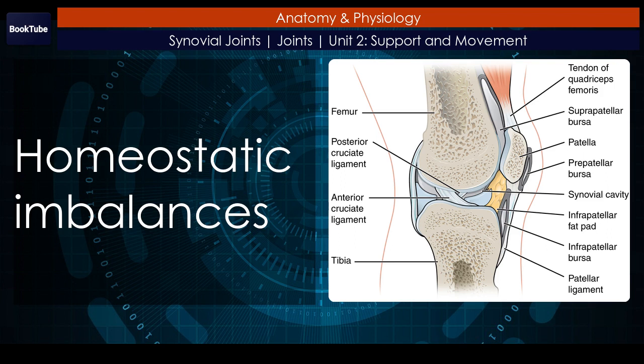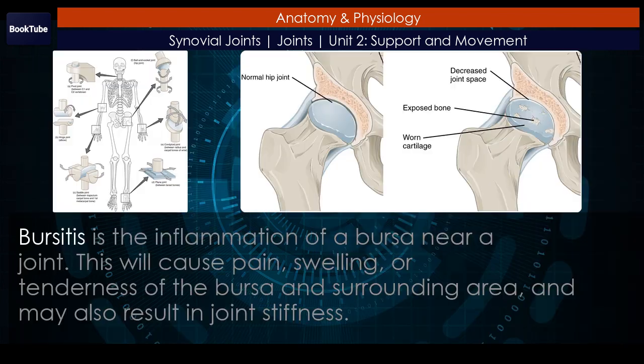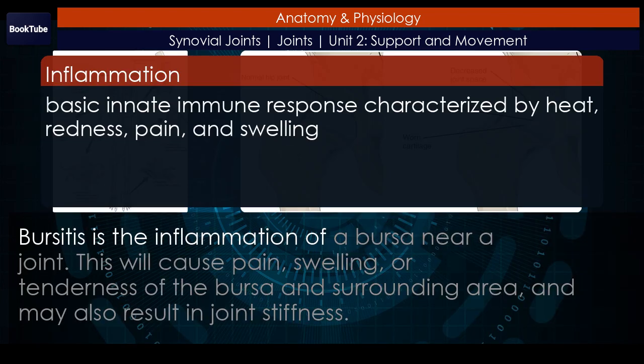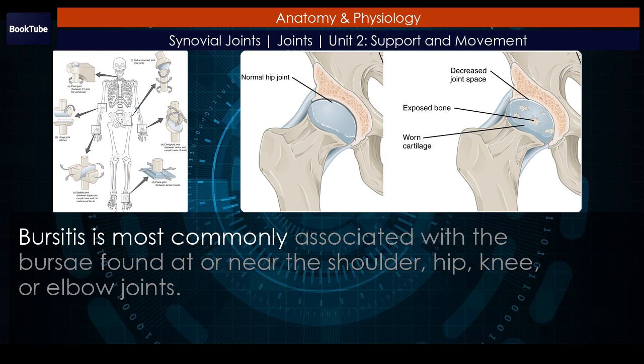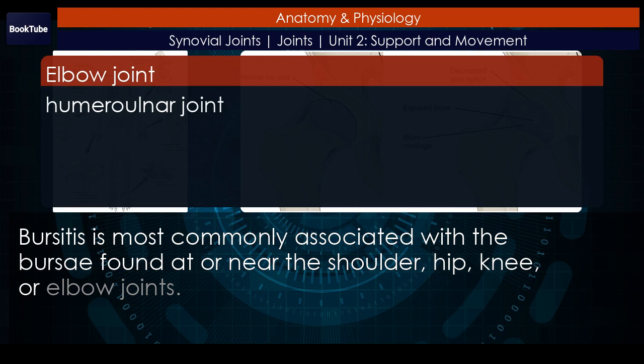Homeostatic imbalances: Bursitis. Bursitis is the inflammation of a bursa near a joint. This will cause pain, swelling, or tenderness of the bursa and surrounding area, and may also result in joint stiffness. Bursitis is most commonly associated with the bursae found at or near the shoulder, hip, knee, or elbow joints.